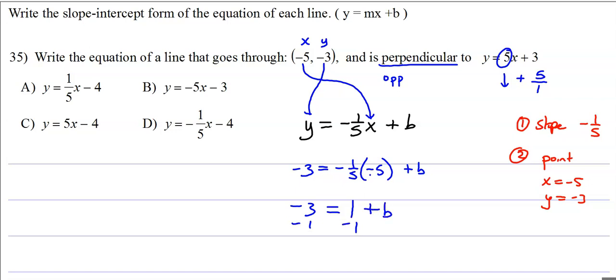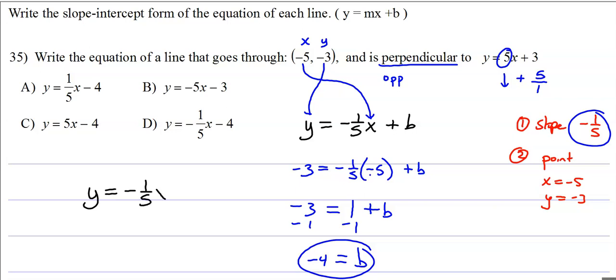Subtract that 1 from both sides. Looks like in this case b is -4. So I got my b, I got my slope. We should be ready to go. Write this in here. Y equals mx, and there's my b. Correct answer, bam, D.